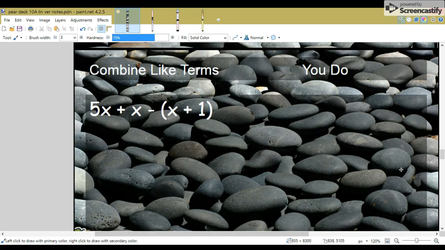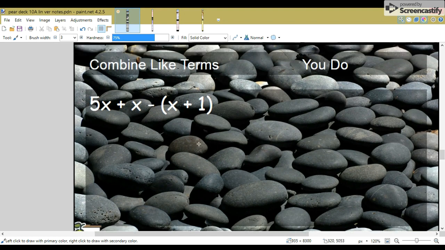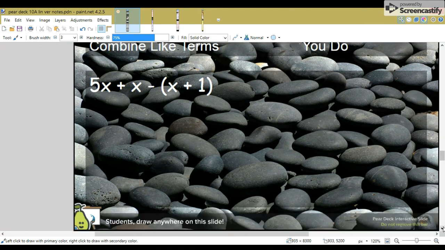On your Pear Deck slide, go ahead and do this one. Draw on the slide. Show the steps to simplify this expression. Pause the video, try this. We are ready to check. Unpause the video.